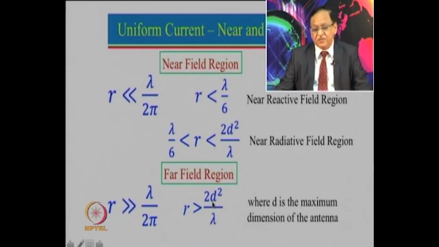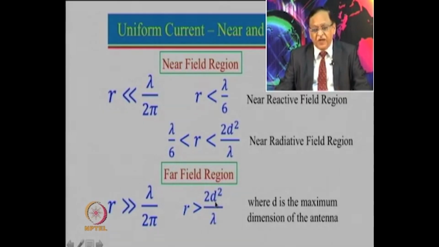However, especially for antennas which are very large, suppose D is equal to 10 lambda. If D is 10 lambda, then this will be 200 lambda. So you can see that that will be a very far away distance. So dimension plays a very important role.